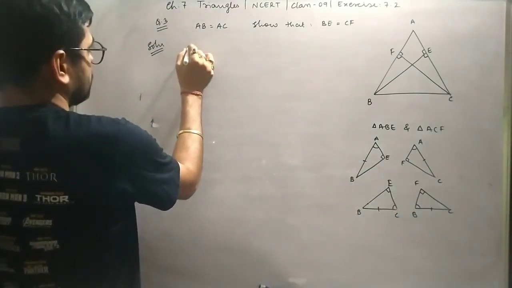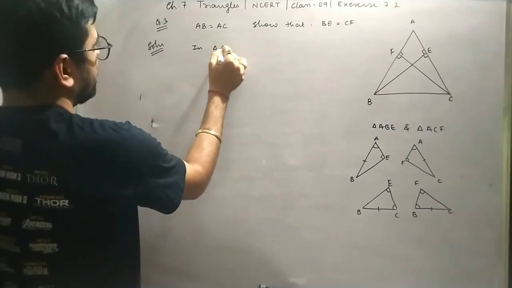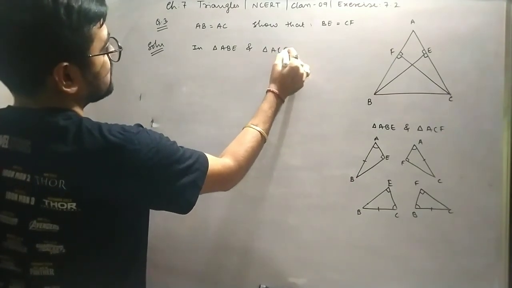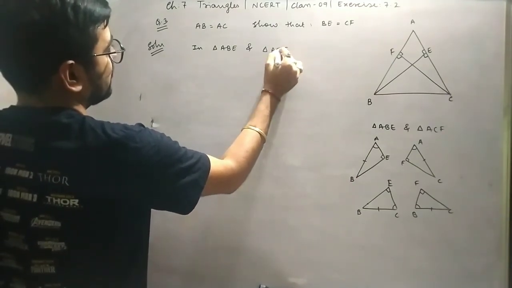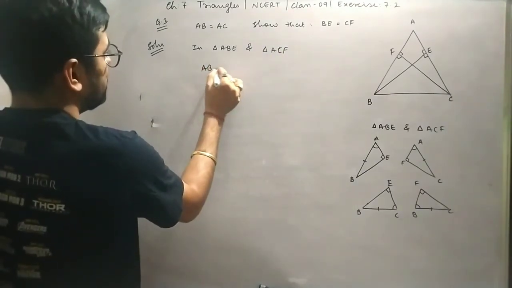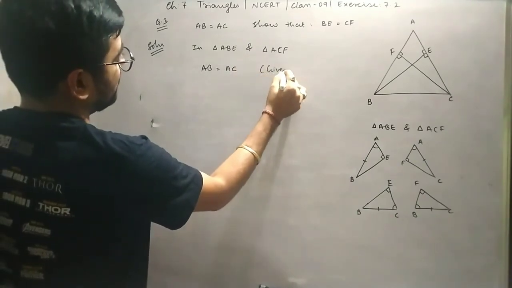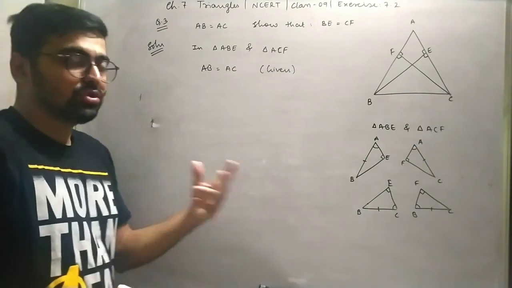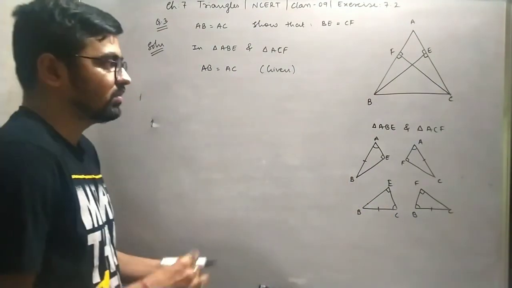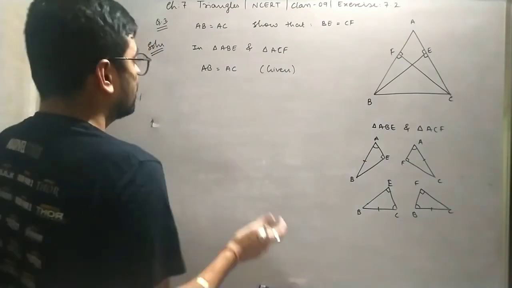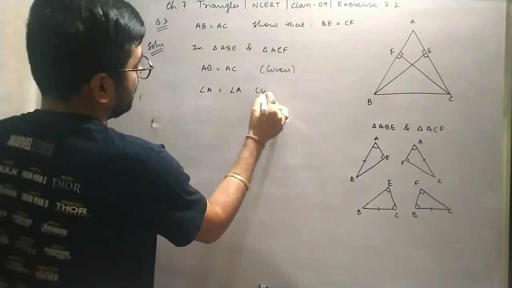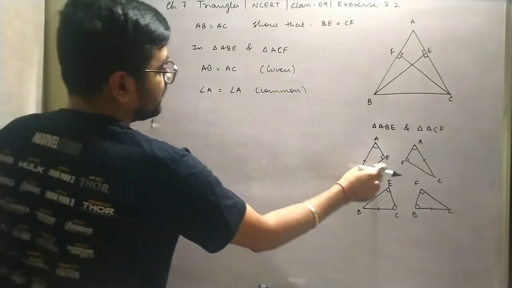Correct. So let me go for triangle ABE and triangle ACF. These two triangles will go. In which I know AB is equal to AC, which is given. If you want to use the theorem, then you can go for this one so that you can write opposite angles are equal, but not necessarily we want to do that. So one thing I know. Second, angle A is common in both the figures. In these two I am talking about.